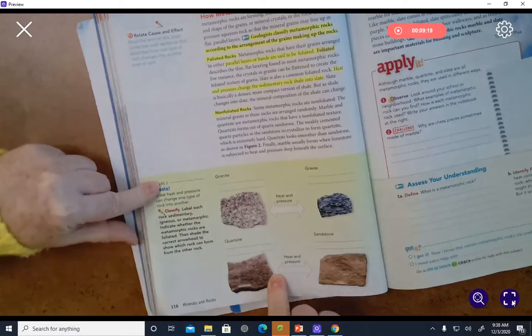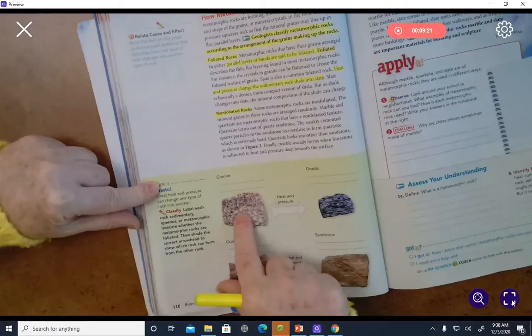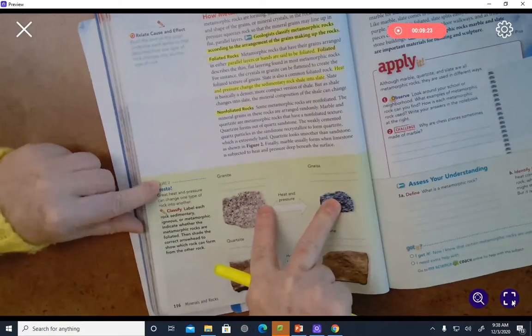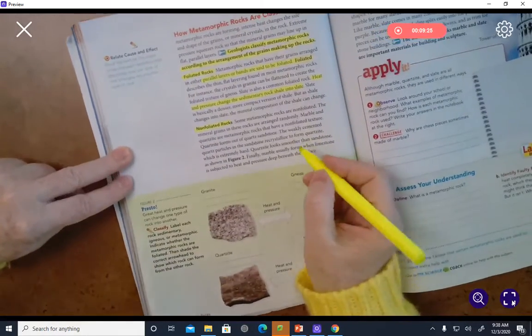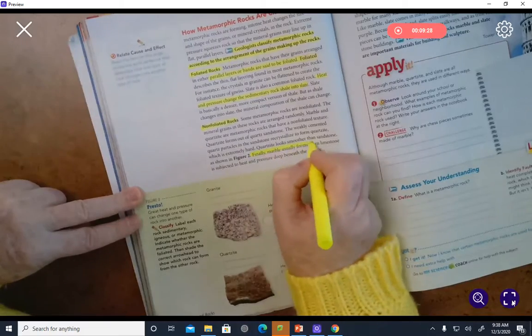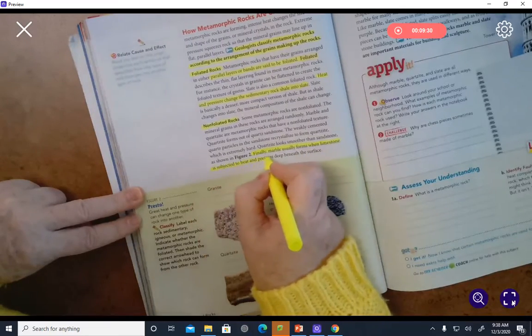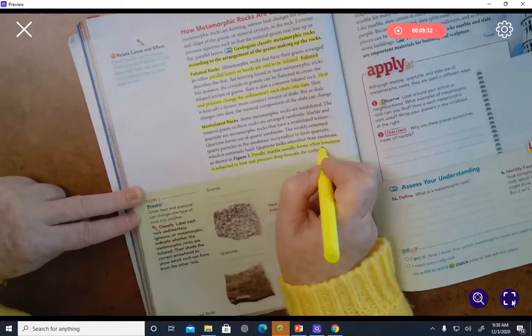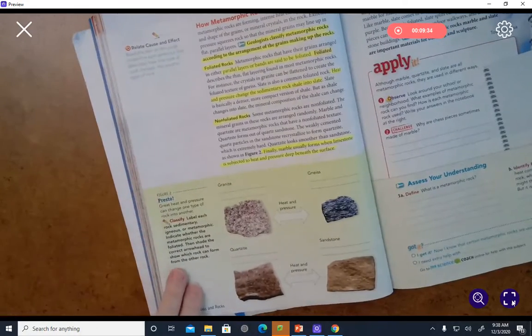So here's Figure 2. Here are some of the types of rocks that they're talking about. Finally, marble usually forms when limestone is subjected to heat and pressure deep beneath the Earth's surface.